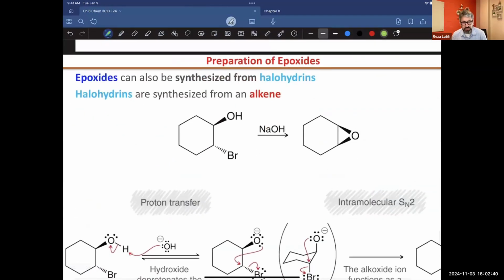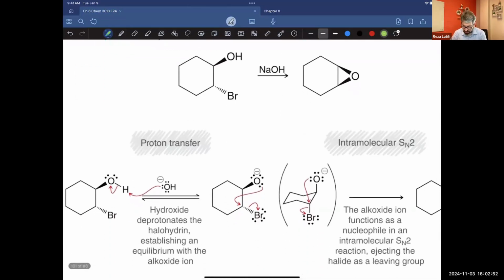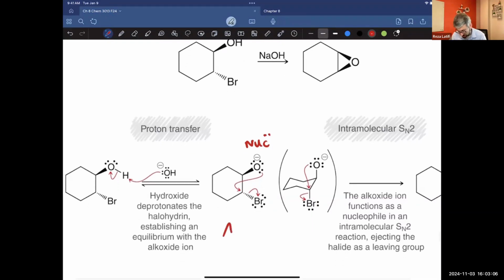Okay, the second method for preparing epoxide is treating a halohydrin with a strong base. The strong base very soon is going to go after the acidic H and take that one. And now we will get a strong nucleophile. A strong nucleophile will kick the halide out of the system. And in order to kick it, it has to be in anti position. And in this case, as you see, one is up and the second one is down, so they are in a trans position.